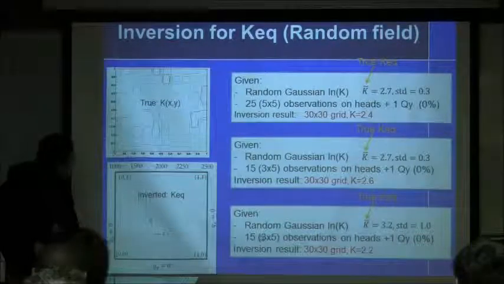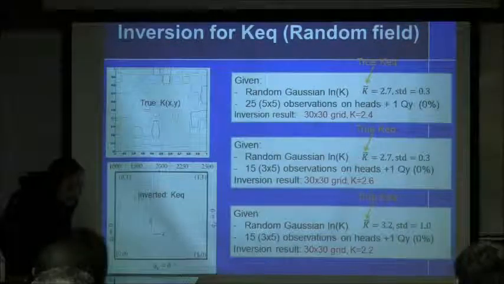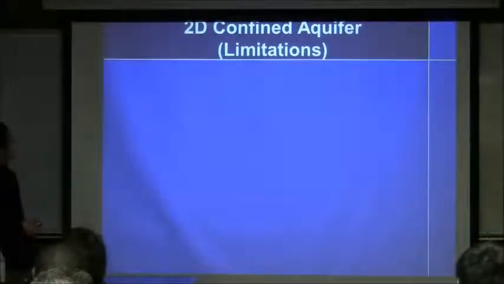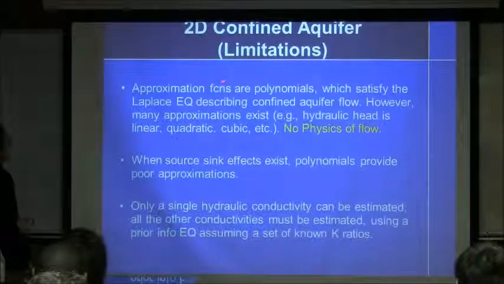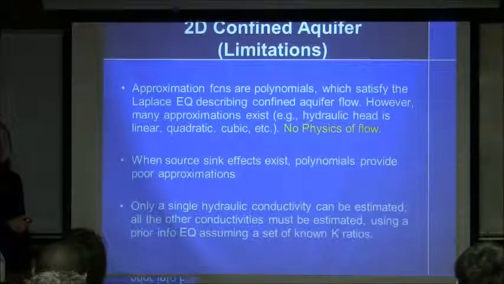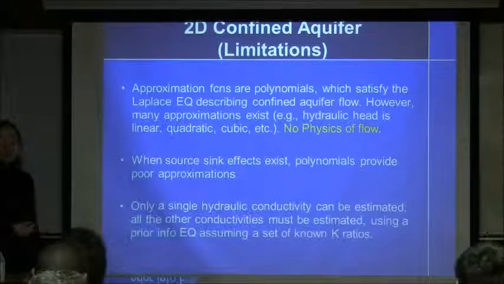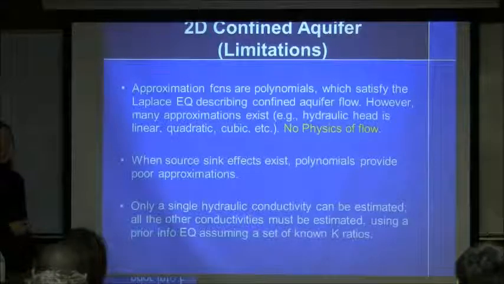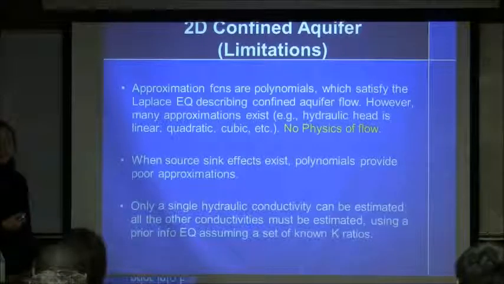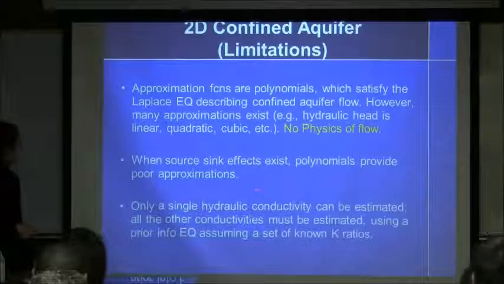So okay, that's another equivalent parameter. Let's skip this slide. The 2D confined system, however, has limitations. These are the limitations. We are basically coming up with polynomial functions that fit the mathematical equation. There's really no physics of flow yet. When the source-sink effect exists, these polynomial functions no longer provide a good approximation. I have tried, they do not work.